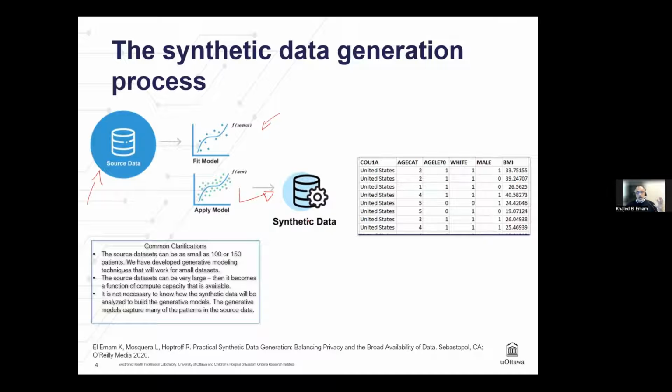One of the questions is, how large does the source data have to be? It depends. Of course, it depends on the number of variables in your source data. If you have 5 variables, then your data set can be smaller. If you have 1,000 variables, then your data set has to be larger. It's the same issue with any modeling exercise. And then, of course, it can scale to large data sets as well. And a key characteristic, like I said, is that you don't really need to know how the synthetic data will be used in order to still produce useful synthetic data with high utility. We'll talk a little bit about that later on.